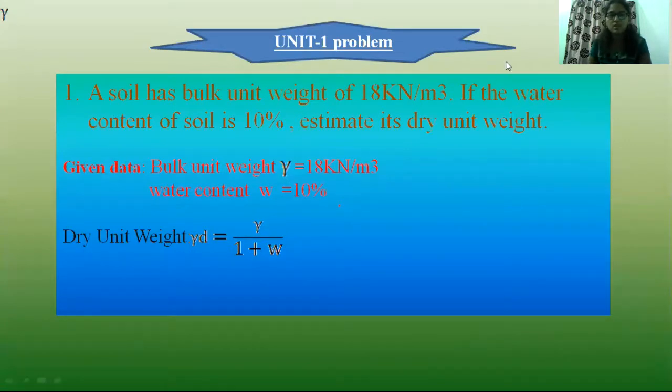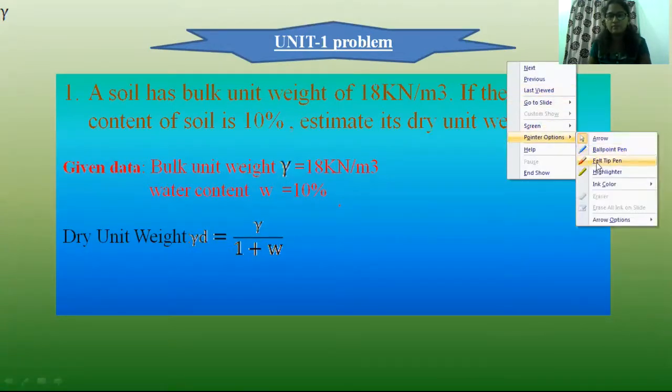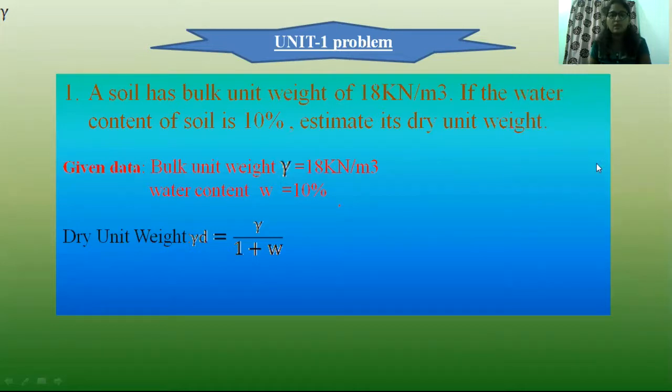A soil has a bulk unit weight of 18 kilonewton per meter cube. If the water content of soil is 10%, estimate its dry unit weight. Here we are calculating the dry unit weight. What is the formula for dry unit weight? The dry unit weight is gamma D is equal to gamma by 1 plus W.